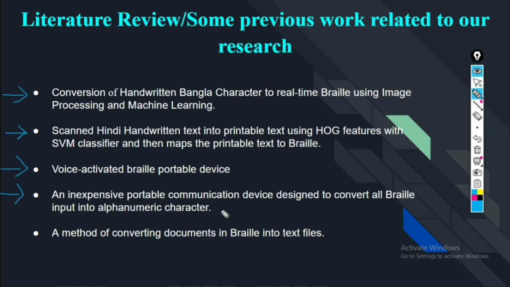The other paper elaborates on a method of converting documents in Braille into text files. The paper depicts a method where Braille cells are segmented and then extracted. Afterwards, the cells are converted into a number sequence. Then this number sequence is mapped to the respective alphabets.